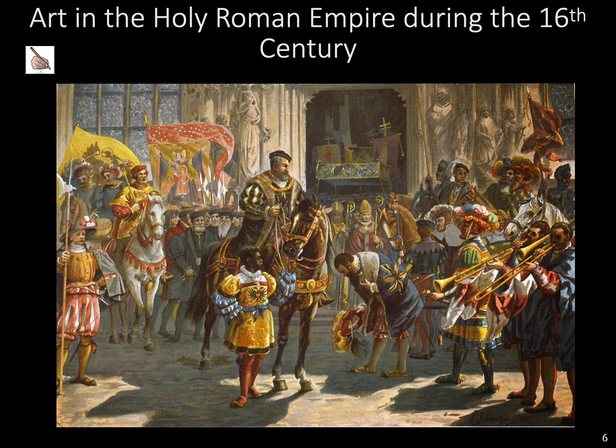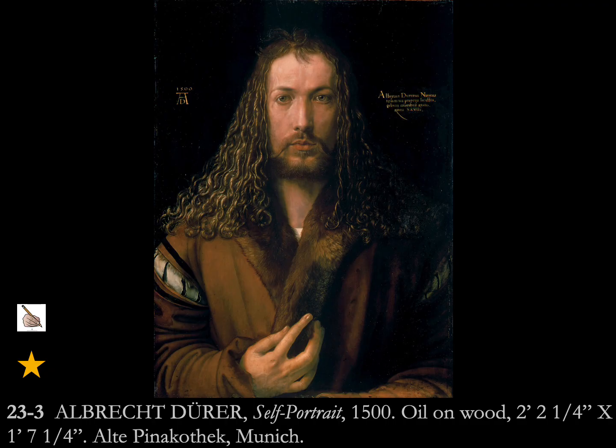As a result, Protestant churches were relatively bare, but art still played an important role, especially prints, in a Protestant religion. The greatest German printmaker of the 16th century was Albrecht Dürer, a painter who we will look at next. Albrecht Dürer, self-portrait from 1500.